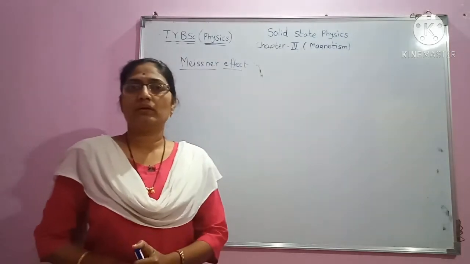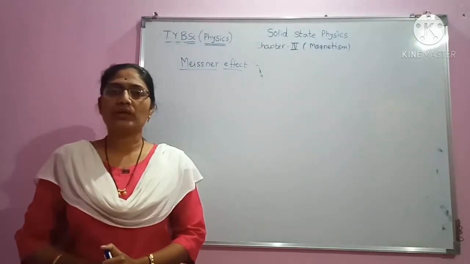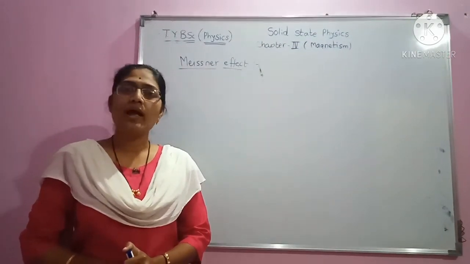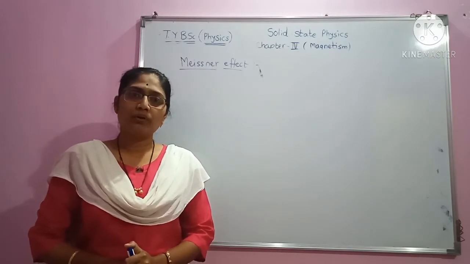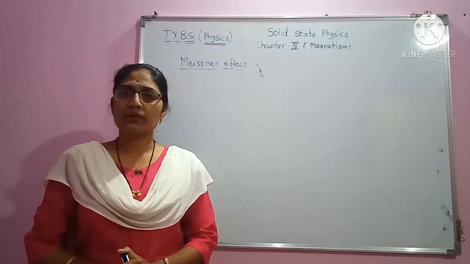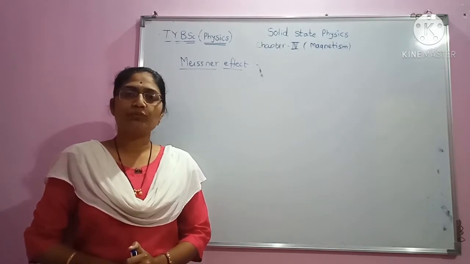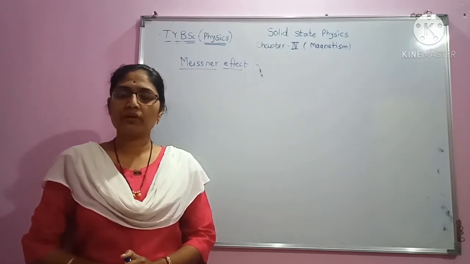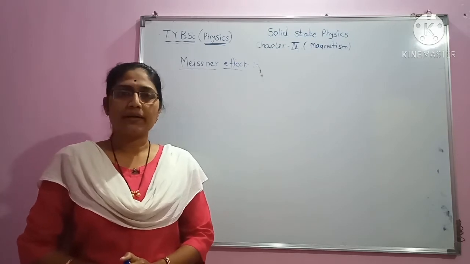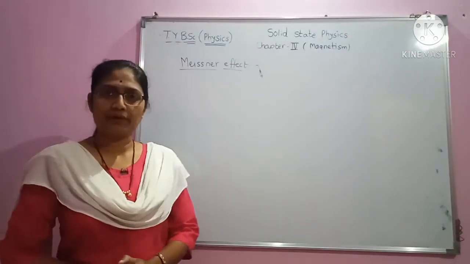In the year 1933, Meissner and Rosenfeld discovered one phenomenon related to superconducting materials, and this is a very important phenomenon related to the superconducting nature of materials. It is called the Meissner effect.